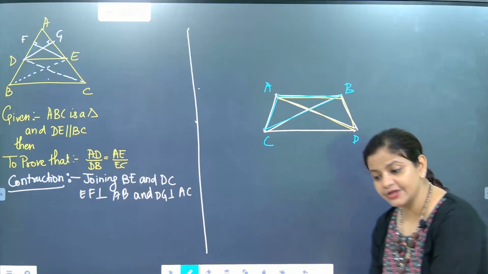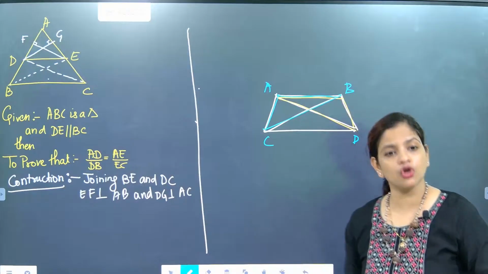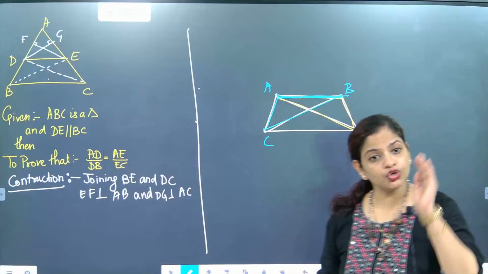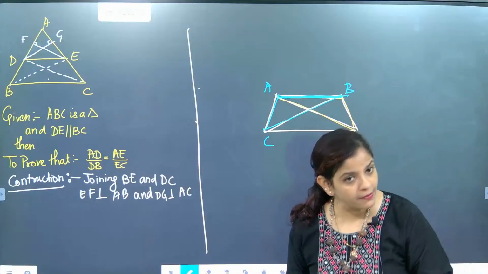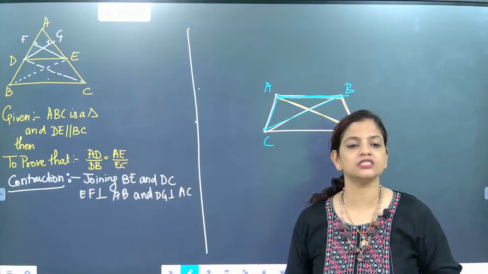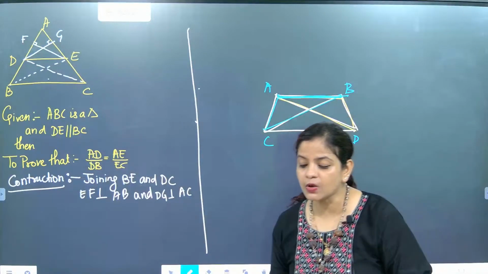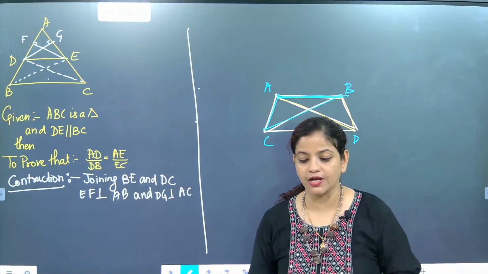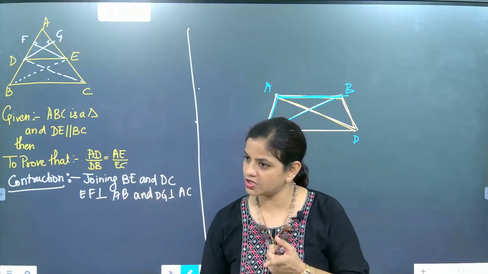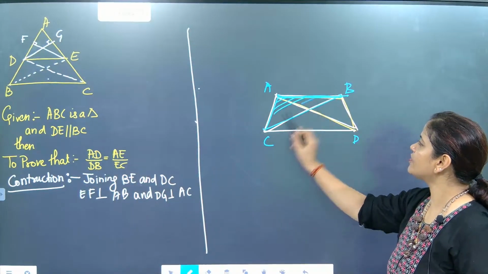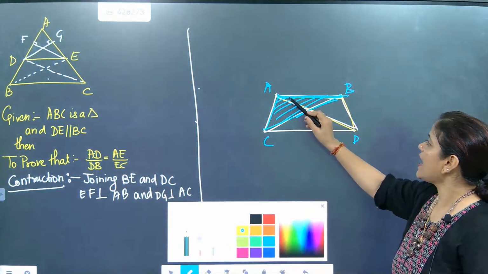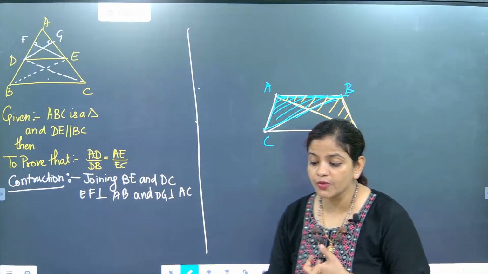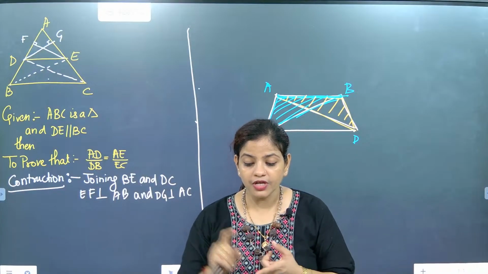In this part, please remember one thing: triangles drawn on the same base. What is the base here, beta? AB is the base. So triangles drawn on the same base and between the same parallels are equal in area. What will be equal there? Their area will be equal. So these are the two basic concepts used. This triangle's area and this triangle's area will be equal. So what is this theorem about, beta?